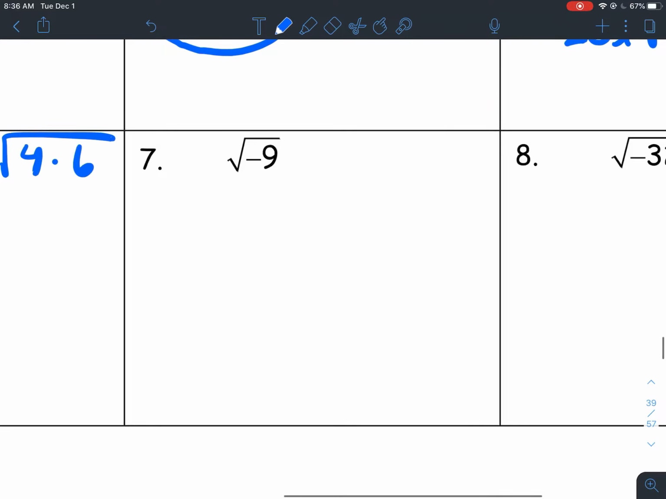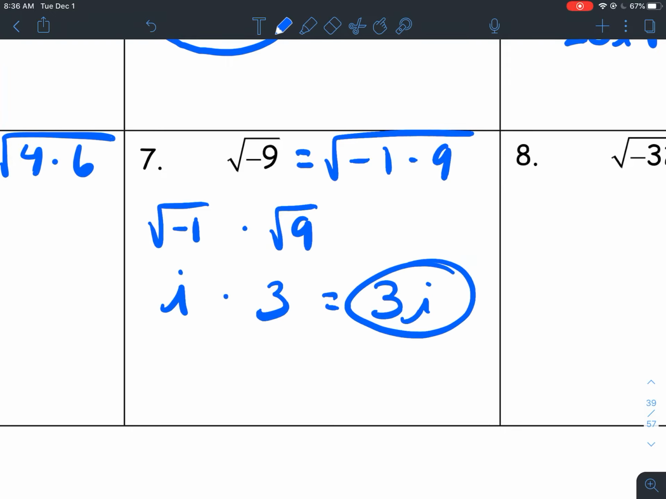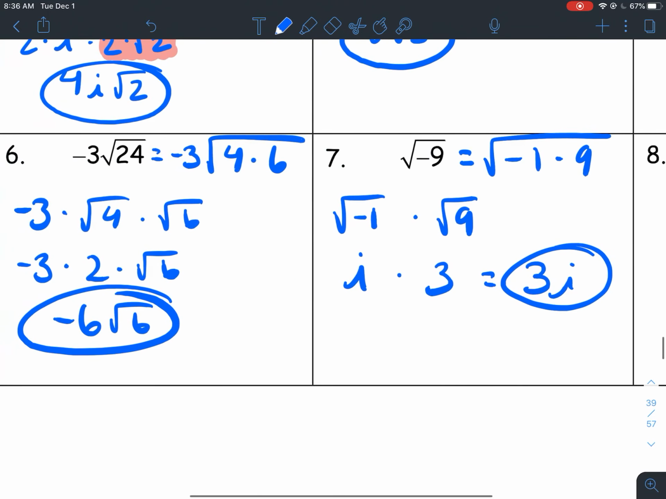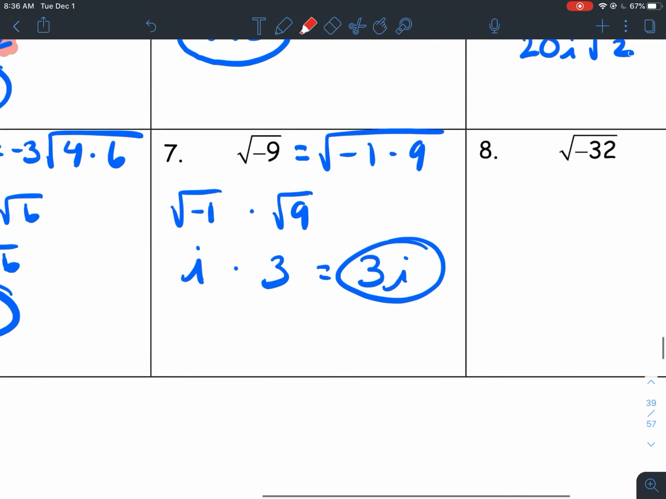All right. So now let's go ahead and try number 7. Again, we're going to break this down. We're going to have negative 1 times 9. We got root negative 1 times root 9. Root negative 1 is equal to i. Root 9 is equal to 3. So your answer here would be 3i. Notice again how in 5 and 6, the negative is on the outside, so you just kept the negative there. But for number 7, the negative is on the inside, which means we're going to end up with an i.